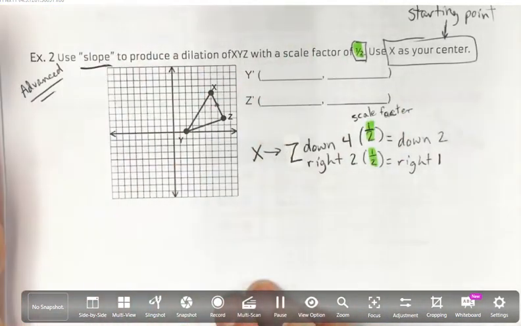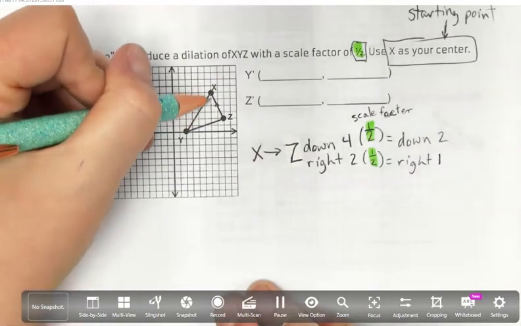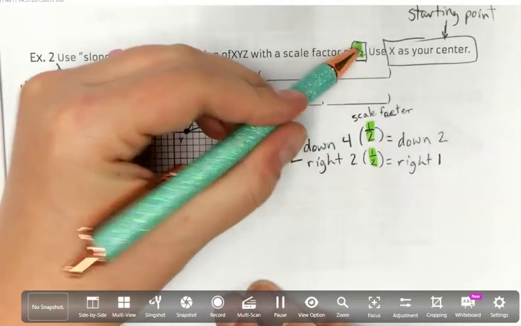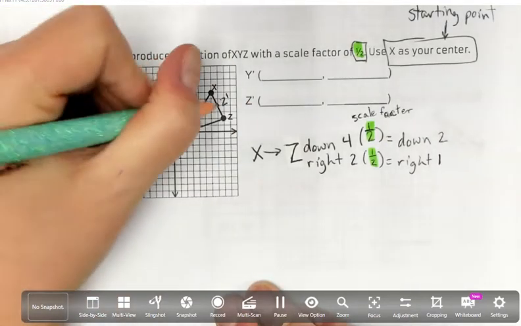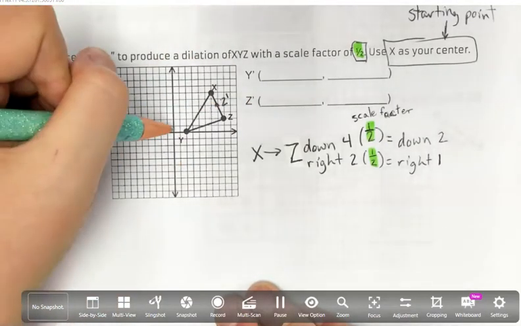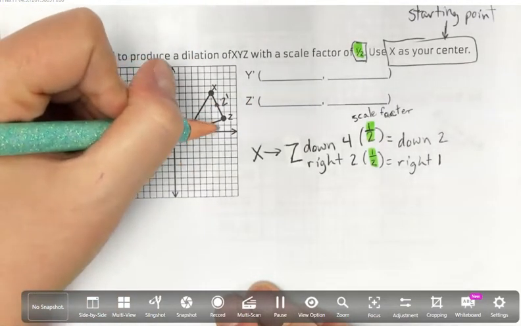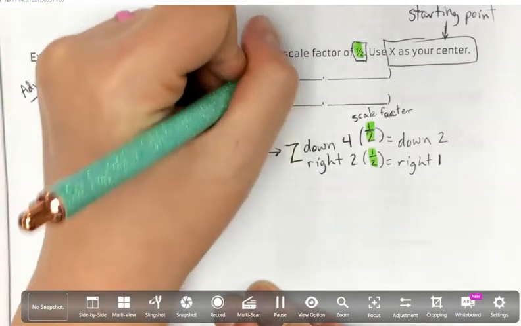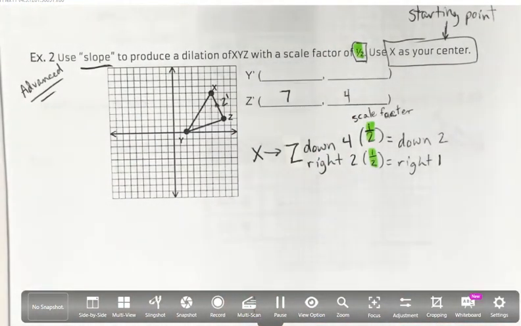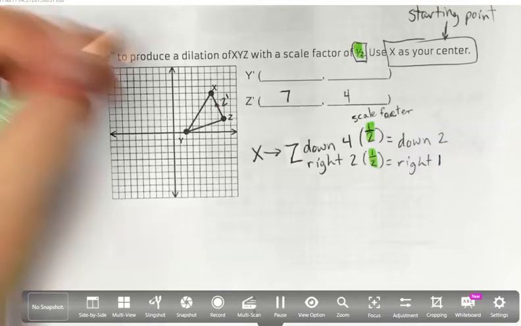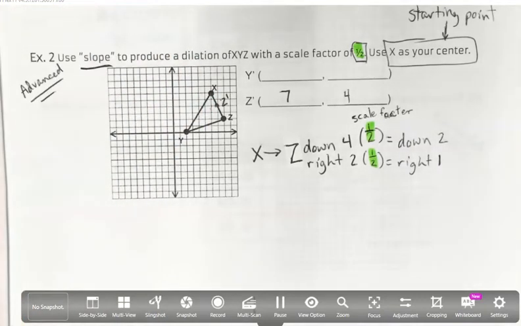So we're trying to find our z prime. We go down, instead of going down 4, we're going to go down half that much because the scale factor is 1/2. So down 2 over 1. Now our z prime is this new number. It is 7, 1, 2, 3, 4. So z prime is 7, 4, because it's going to make this shape half as big.